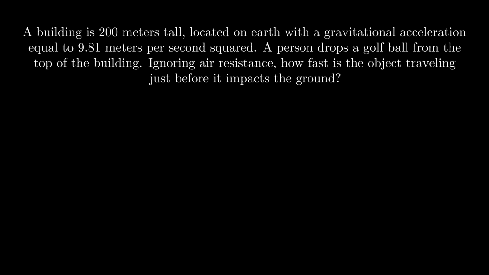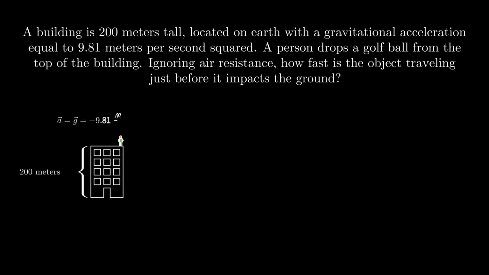I start by getting a grasp of the situation. Ask yourself, what is going on here? Drawing a picture is a great way to view the problem. We have a tall building, 200 meters tall, with a person on it, and there is a gravitational acceleration of 9.81 meters per second squared in the downward direction, making it negative. Okay, this person now drops a golf ball off the side. They don't throw it, they simply let go of it. Now the ball is falling.